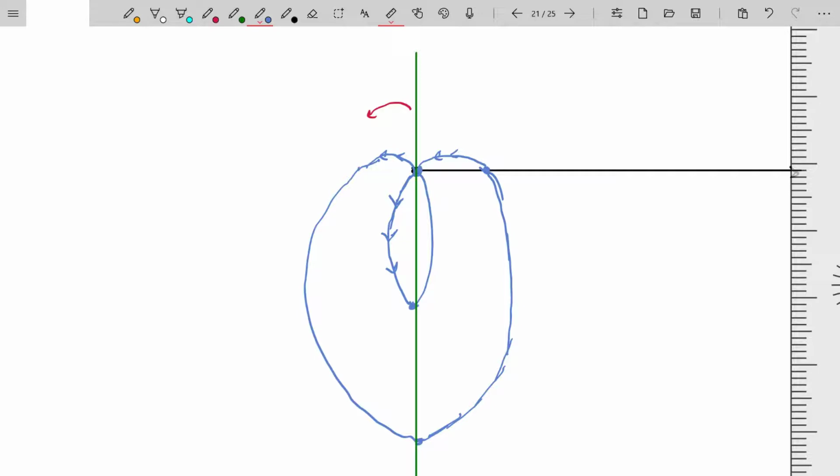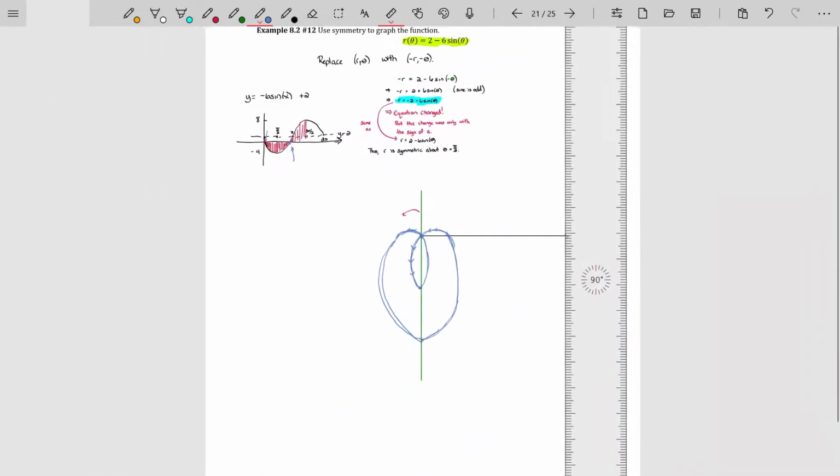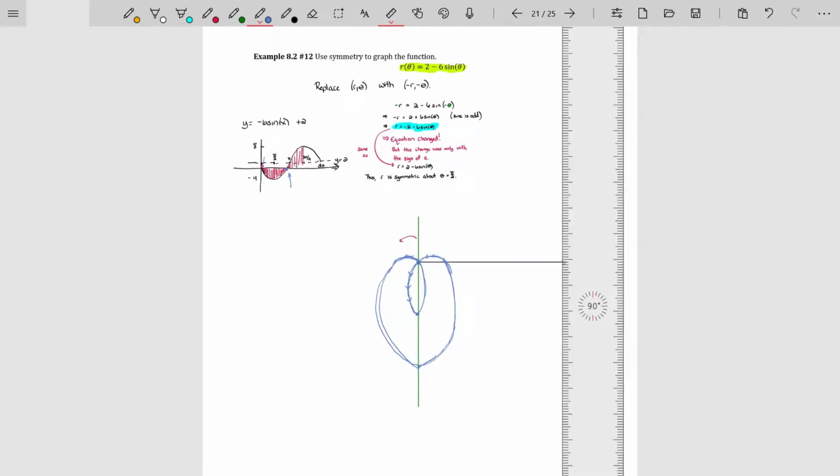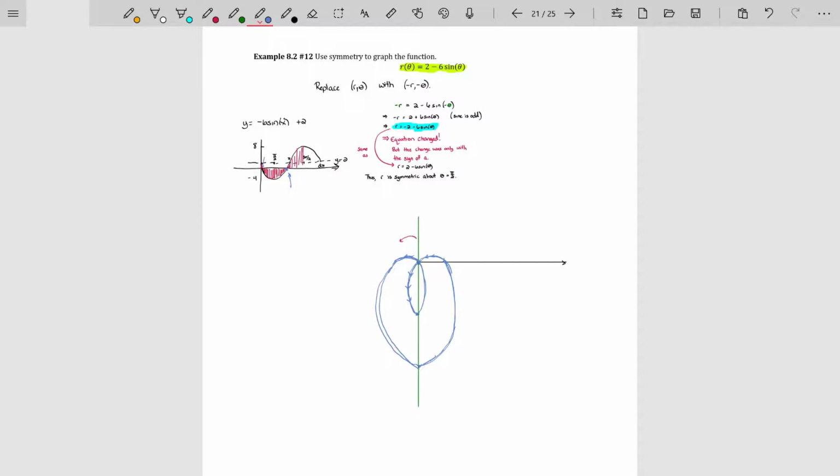Right? Once I graphed this part, I could have easily said, oh, it's symmetric, so let me graph this other part. And when I graphed this part, I could have said, oh, it's symmetric, so here's the other part. And then graphing this part gives us the symmetry for this part. So that is a guide to graphing using that type of symmetry. Once you get used to it, it's not bad at all.